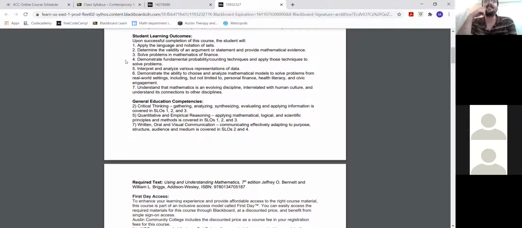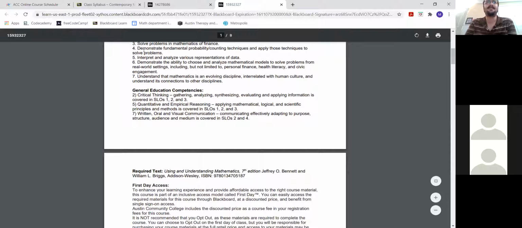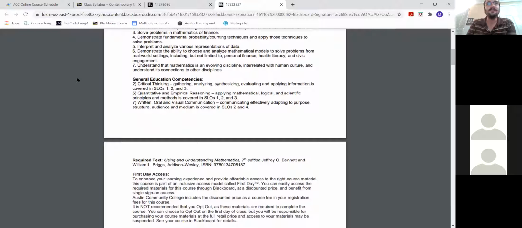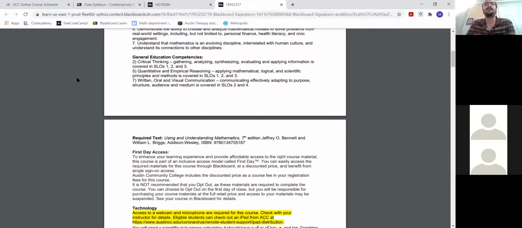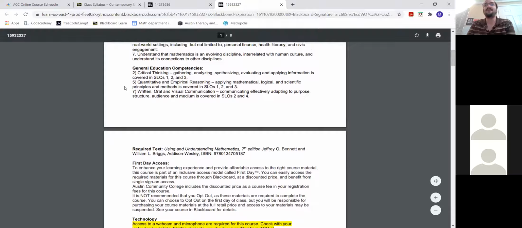This is demonstrate fundamental probability and counting techniques and applying those. So we'll talk a little bit about probability and statistics. Interpret and analyze various representations of data. We'll talk a bit about graphing things and those sorts of things. I'm just skimming over this a little bit. Understanding mathematics is an evolving discipline related with human culture, and understanding its connections to other disciplines.